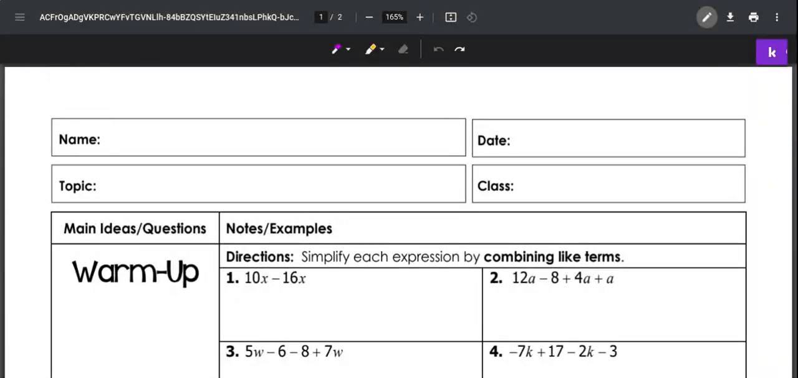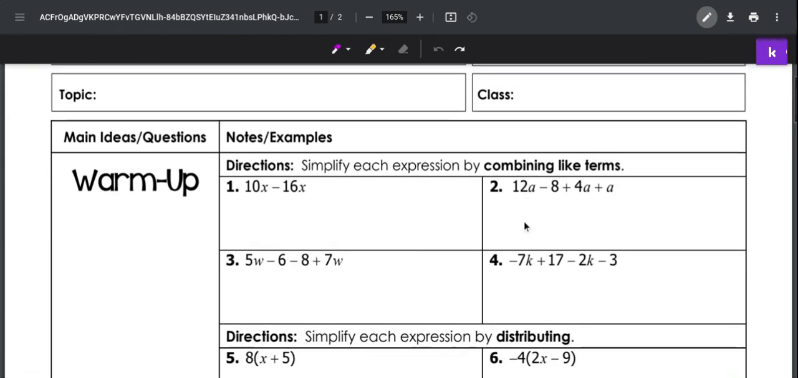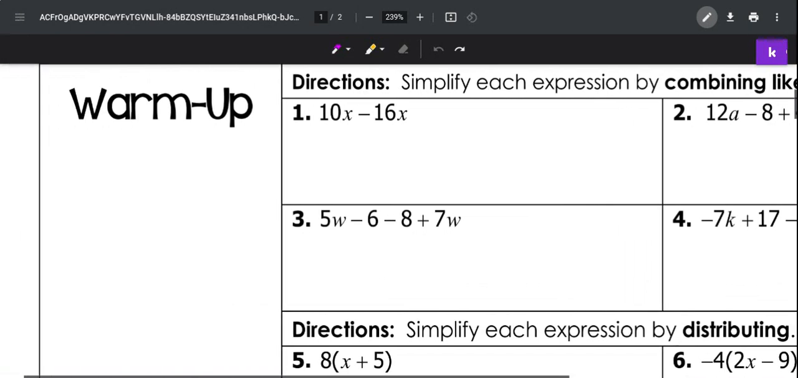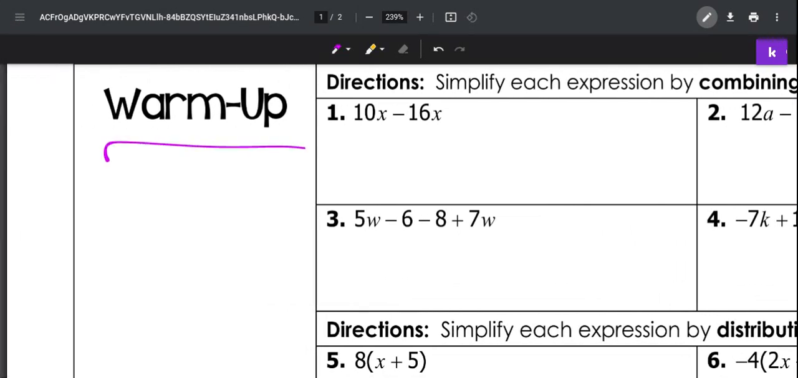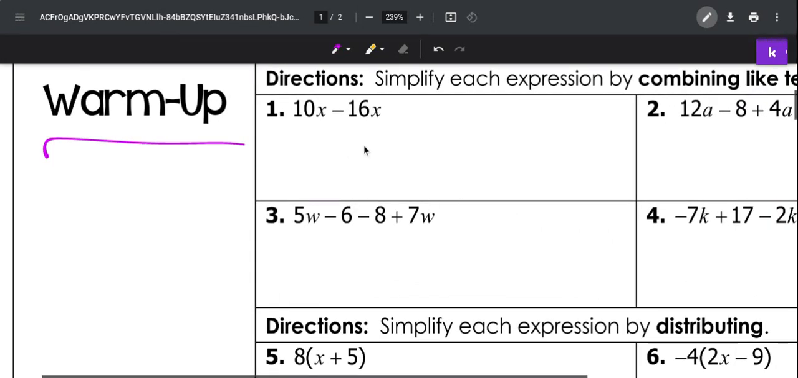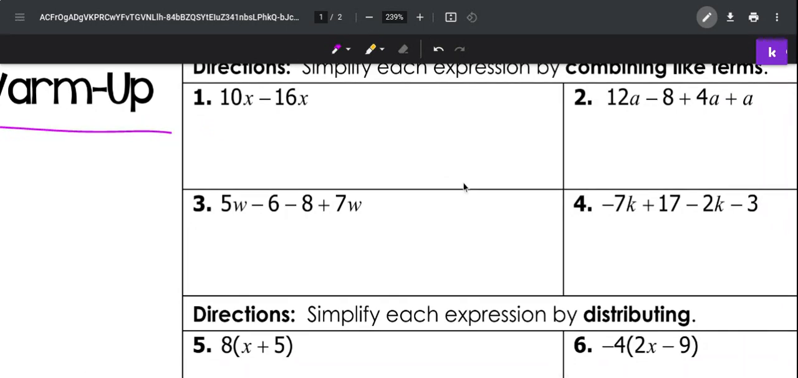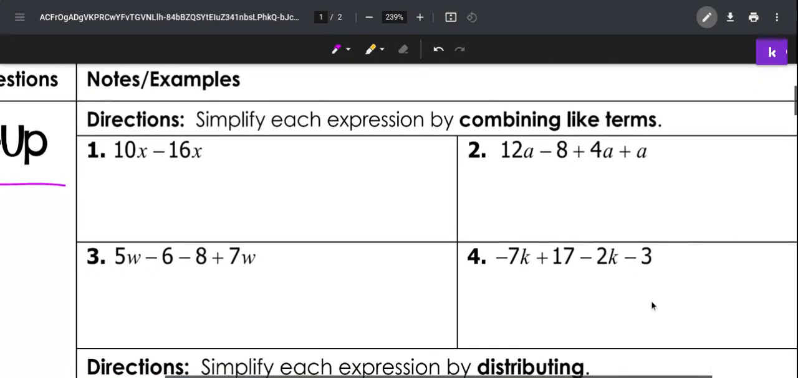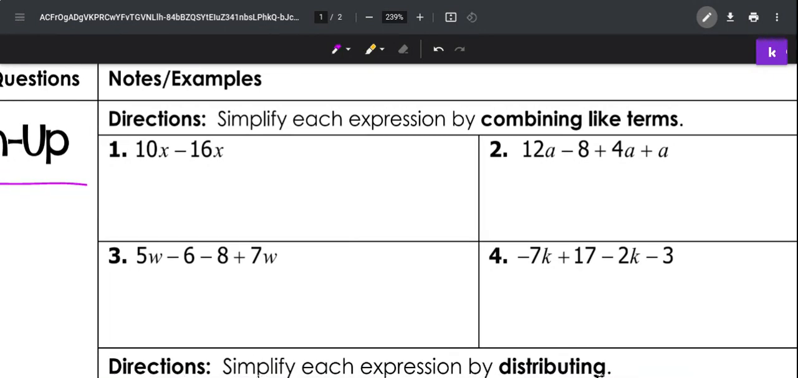All right. So as we get started on 2.4, I just want to make sure we're up to speed on what we're going to be doing. So let's do this little warm up first to get started. You do a couple of these, maybe not all of these, but just make sure you know how these work. So 1, 2, 3, and 4, we're going to combine like terms. So pause, do those for a second.